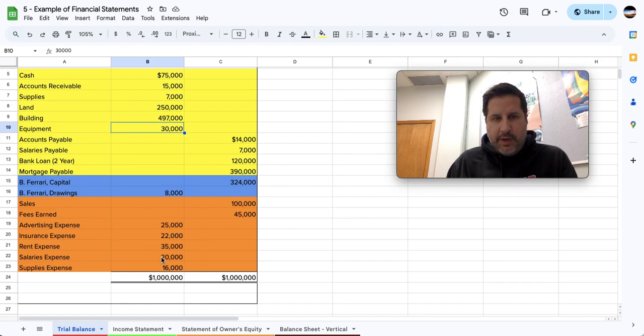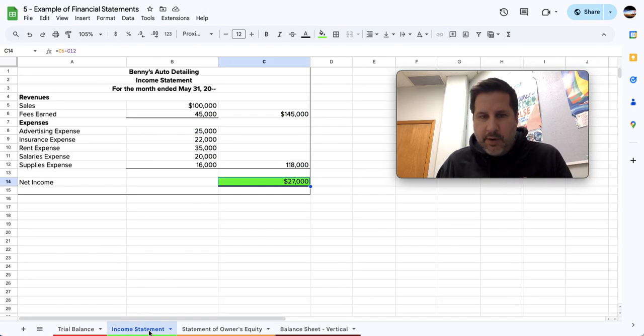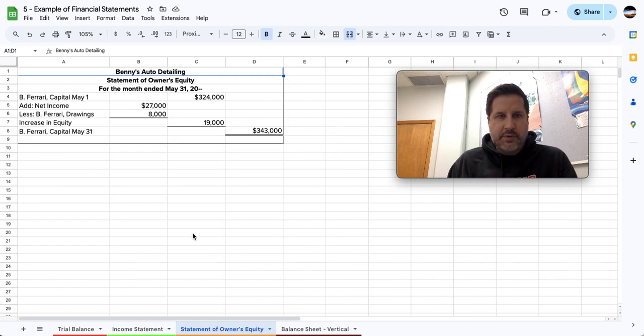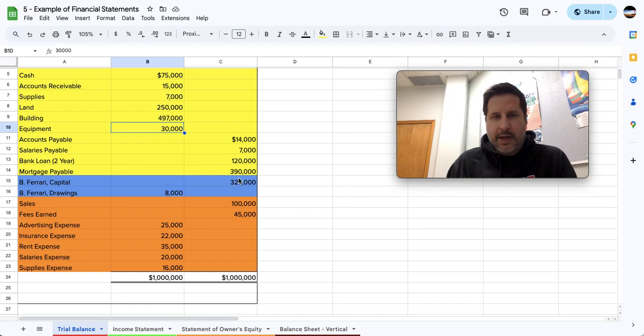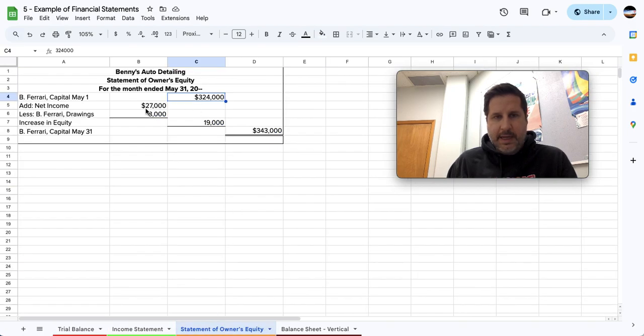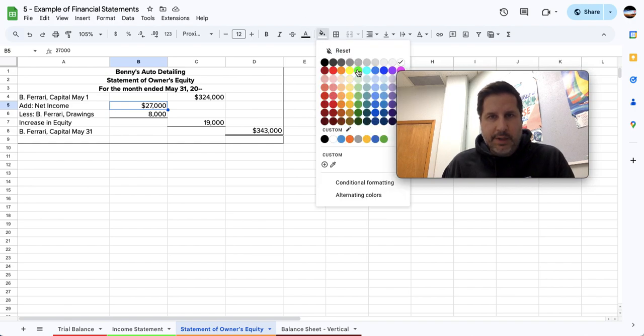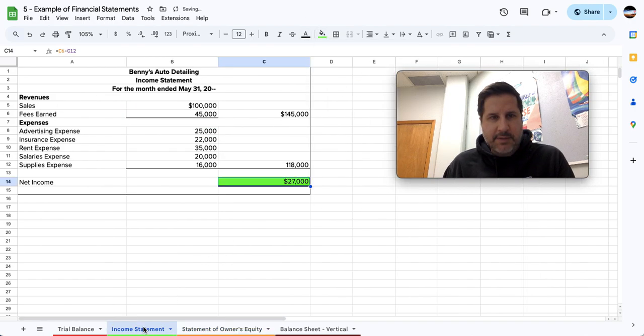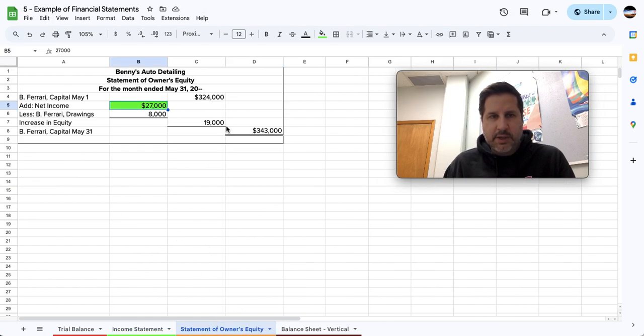So we do our income statement and we get our net income. Now we go to our Statement of Owner's Equity, and you will see that my original capital on May 1st was $324,000. I got that from my trial balance. I am then going to add my net income. Where did I get my net income from? You got it. From your income statement. Very good. So if I go back to my income statement, I see that that $27,000 was earned for the month. That belongs to the owner.